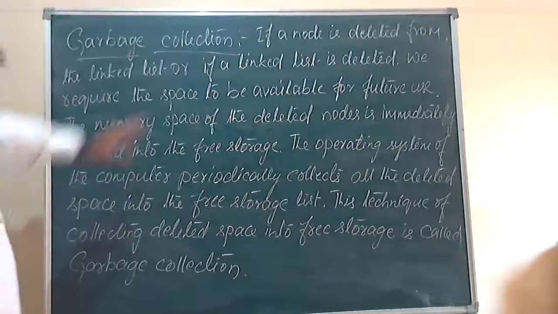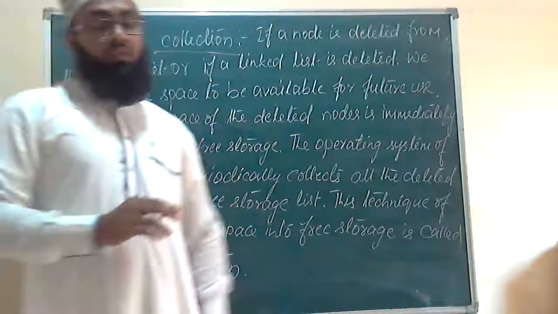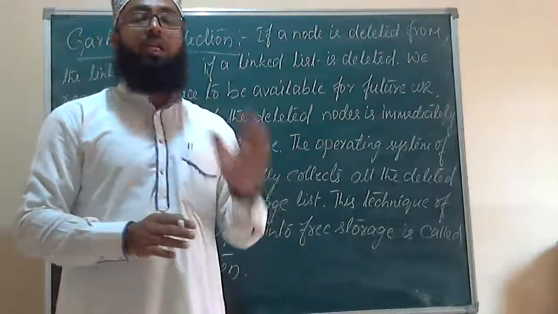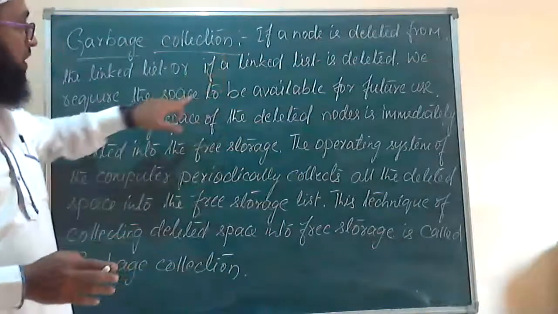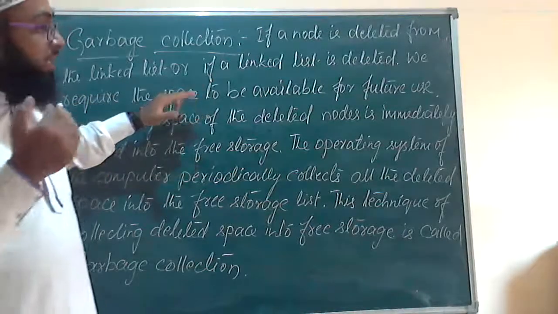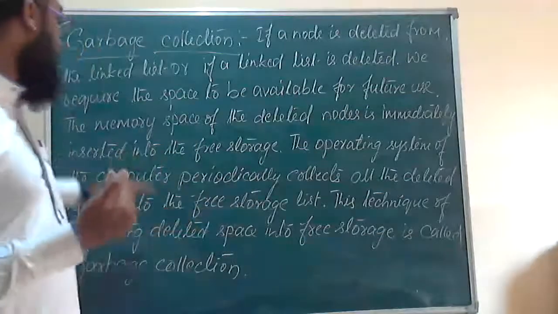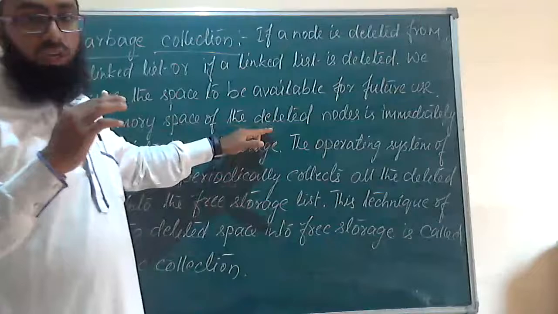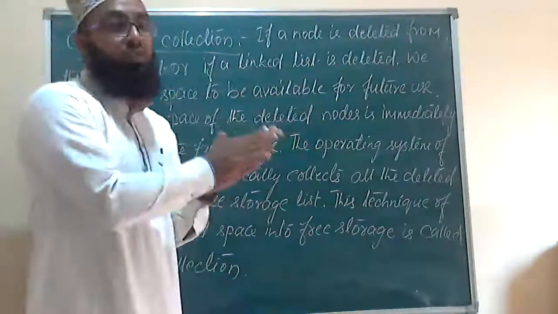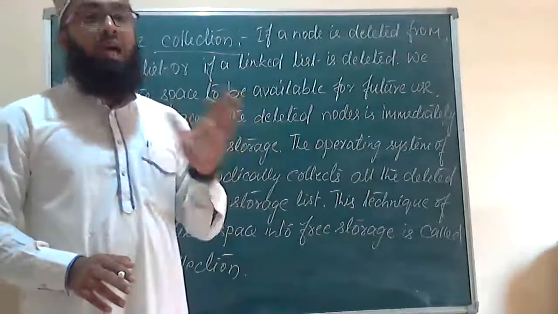Here, dear students, if a node is deleted from a linked list, we have a linked list. From that linked list, if we delete a node, or from computer memory if we delete a linked list, then that space from where the node or the linked list is deleted will be available for future use. After that, what will happen? The memory space from where the nodes are deleted will be moved to the free storage.